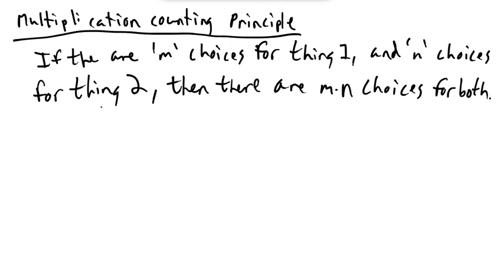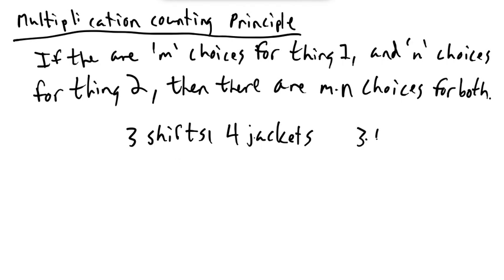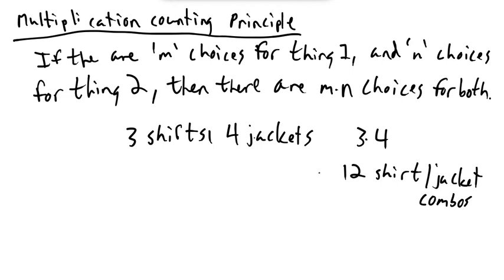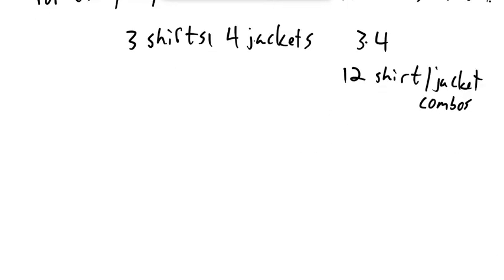How does this work? Let's say we have 3 shirts and 4 jackets. If we're looking for different sets of shirts and jackets, we will have 3 times 4 shirt and jacket combos. We will have 12 shirt and jacket combos. So instead of going through and making that tree, we can just multiply them together. Let's run through an example like that.